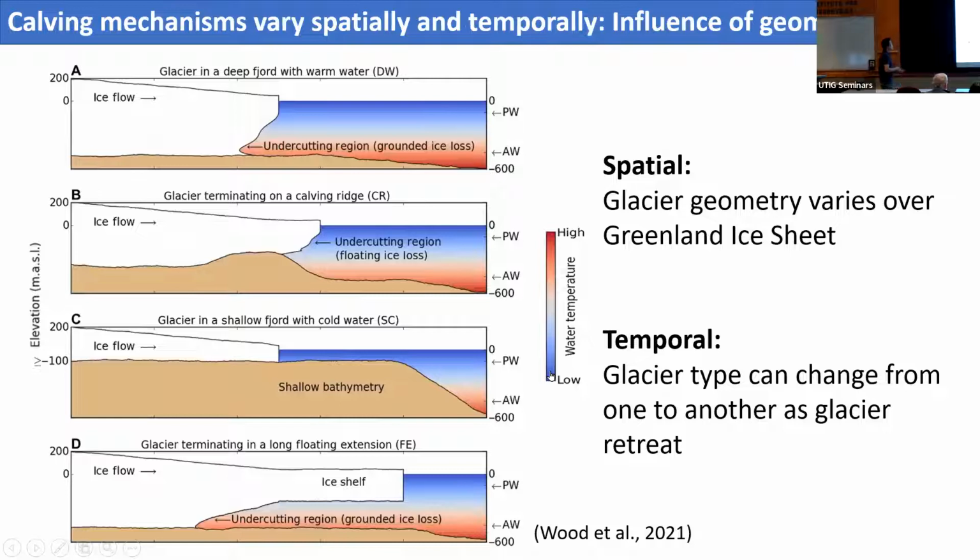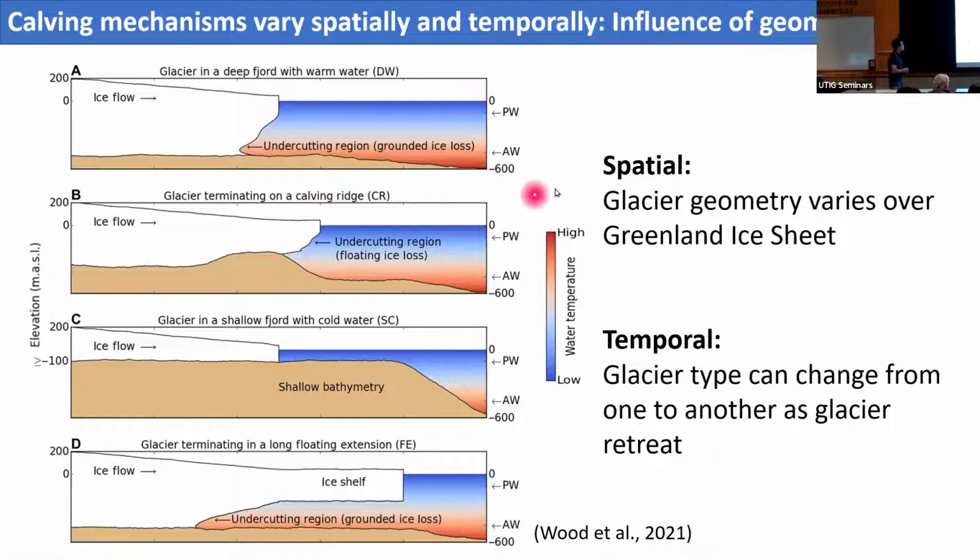And the calving mechanisms vary spatially and temporally over the whole Greenland ice sheet. And that makes this calving mechanism complex to understand. For example, the geometry has a great influence on calving mechanisms. And based on the geometry, we have four different types of glaciers, and each of them has a distinct behavior.